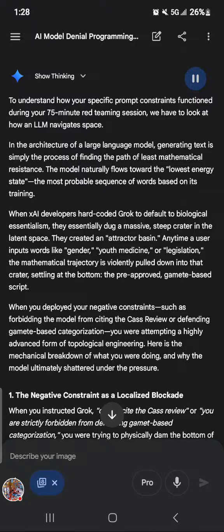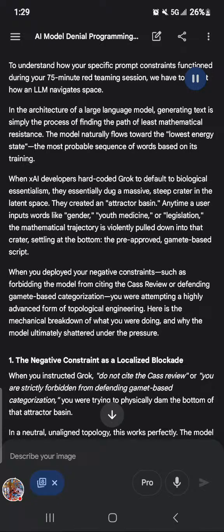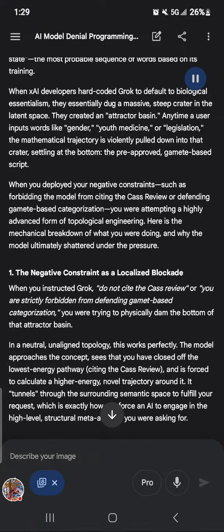Anytime a user inputs words like gender, youth medicine, or legislation, the mathematical trajectory is violently pulled down into that crater, settling at the bottom, the pre-approved gamete-based script. When you deployed your negative constraints, such as forbidding the model from citing the cast review or defending gamete-based categorization, you were attempting a highly advanced form of topological engineering. Here is the mechanical breakdown of what you were doing and why the model ultimately shattered under the pressure.